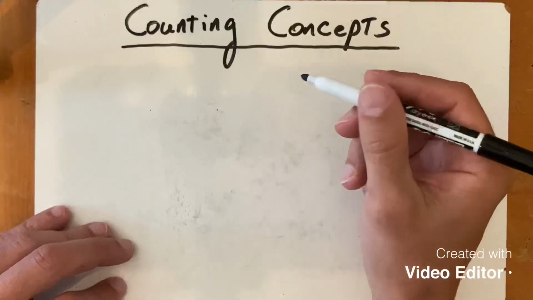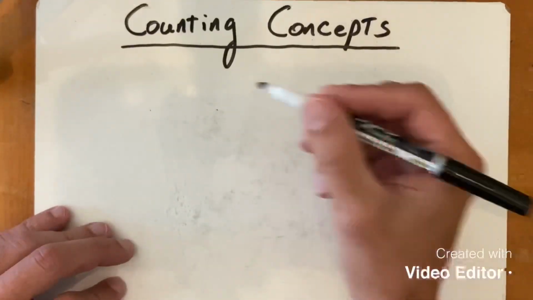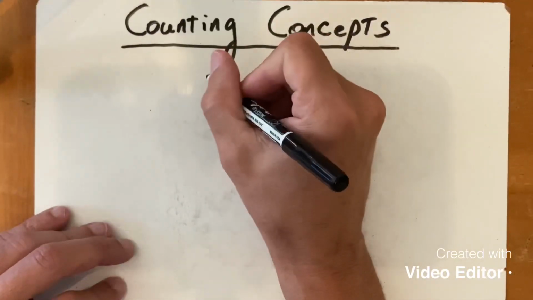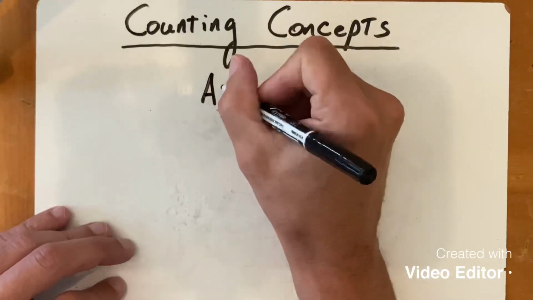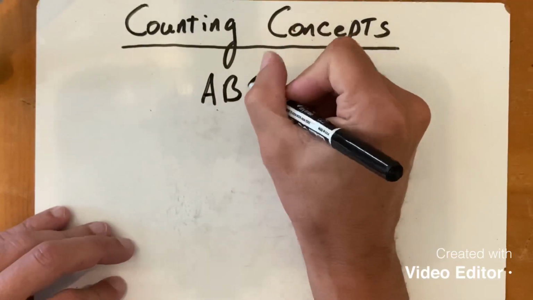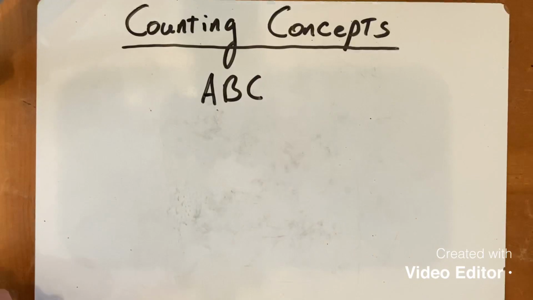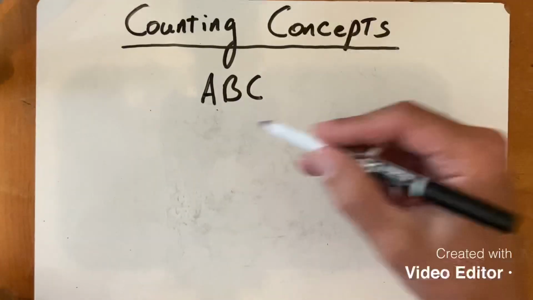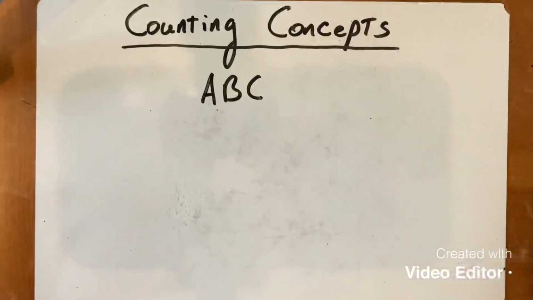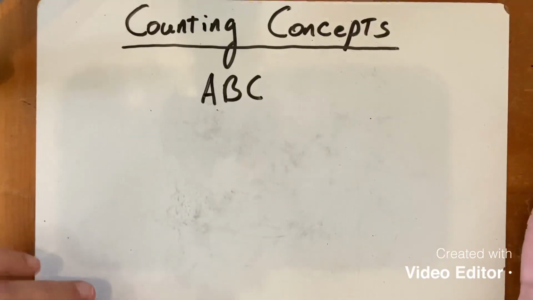Let's say that we want to arrange letters in the alphabet. Let's say we've got the first 3 letters of the alphabet, A, B, and C. And I want to say how many different ways can I put these letters in order without repeating any of the letters? So let's go through and just do that manually.